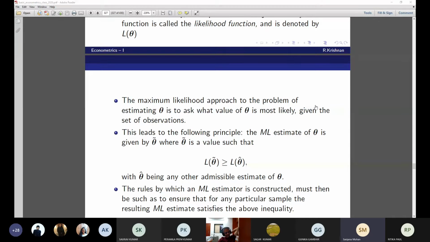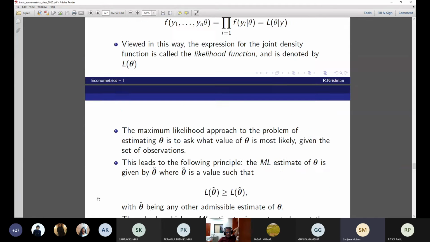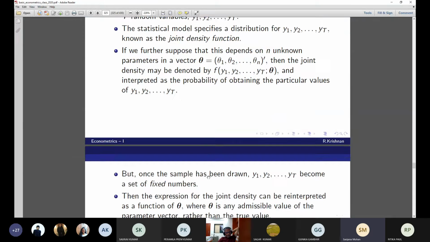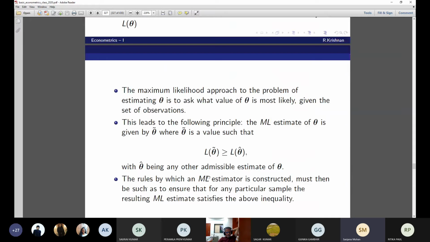Given theta? Theta is not given. So in the density function, we do not know the theta. Remember, in the density function we did not know the theta. We have only y1 to yT. We have to maximize the probability for various values of theta. Now, this is a likelihood function.